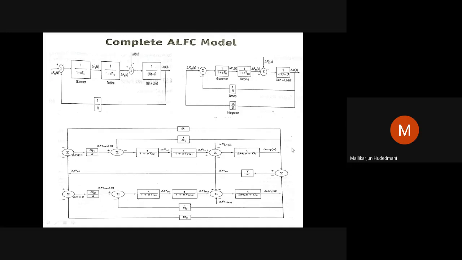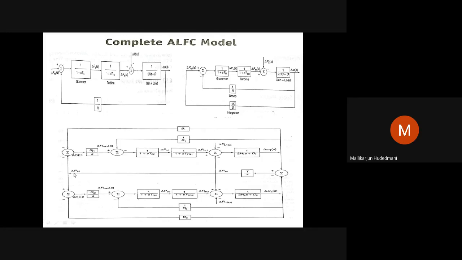Then we are mixing it with the frequency deviation of that area with the composite frequency response of that area, beta 1. We are transforming that into a meaningful equation, ACE. ACE is now delta P12 plus delta omega 1 into B1. That is ACE1. What is ACE2?